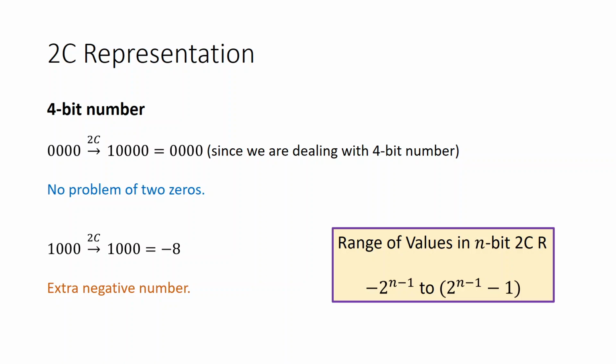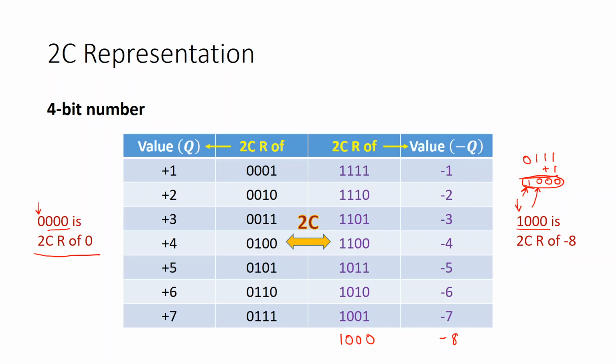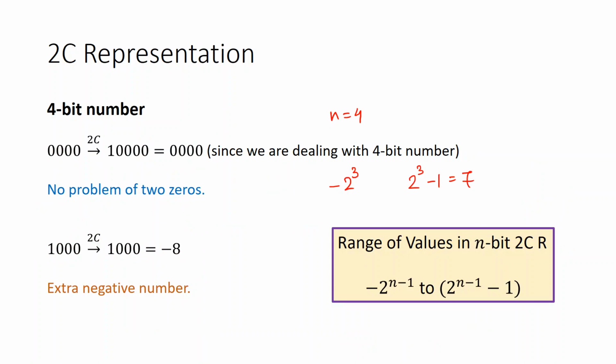Just in this example that you have already seen, n was 4. So what is the range? The extreme negative value that you saw was -8. It is -2 to the power of 3, and the largest positive value that you could see was 2 to the power of 3 minus 1, which is 7. So if you look back in the table, you can see that the largest value is +7 and the smallest value is -8. So this is the range of values getting covered by the n-bit 2's complement representation.